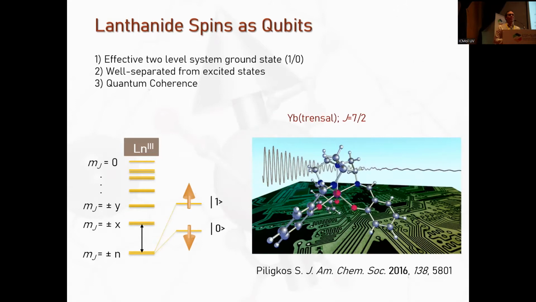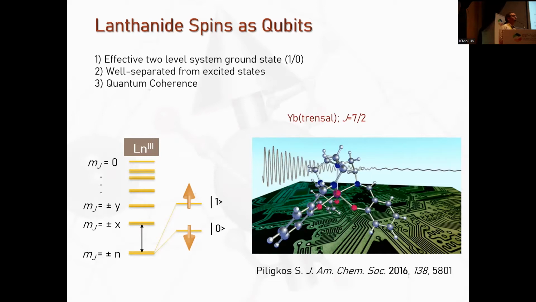So the spin states would be the quantum states that we could use to perform quantum computing. And of all the many possibilities that exist that are actually being worked out and studied, we find the spin hosted by lanthanide metals. Okay, so lanthanides in their ground state term have a series of crystal field states that present themselves very often as doublets, where the ground state is very often well separated from the excited state. So this doublet in the ground state could be used as the two-level system that we need for quantum computing.